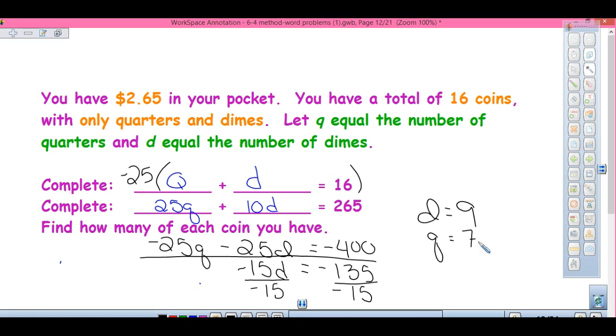Okay guys, for the next one, you can just plug this in. So Q plus, how many dimes did I have? 9 equals how many coins do I have? 16. So you just have to subtract. It doesn't have anything to do with 9 plus 1. It's Q plus 9 equals 16. We're plugging it into this equation.